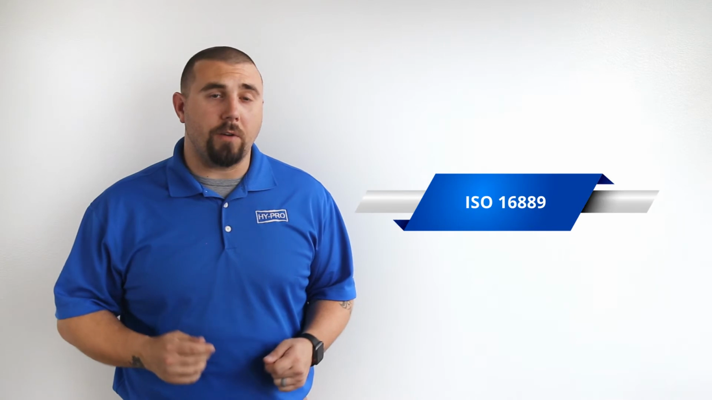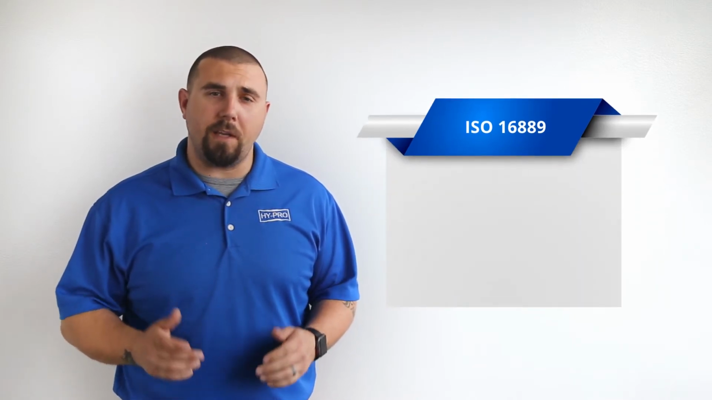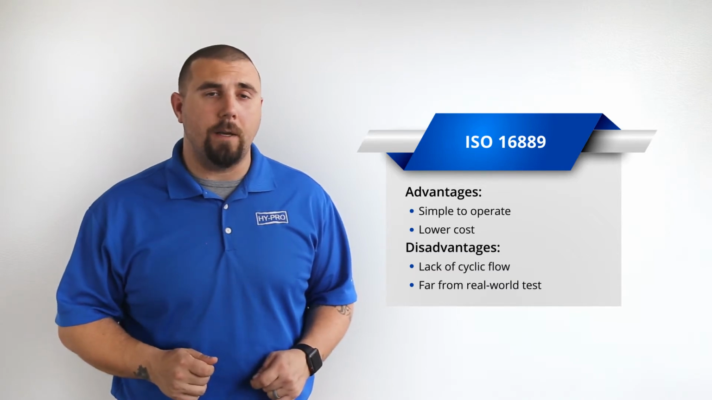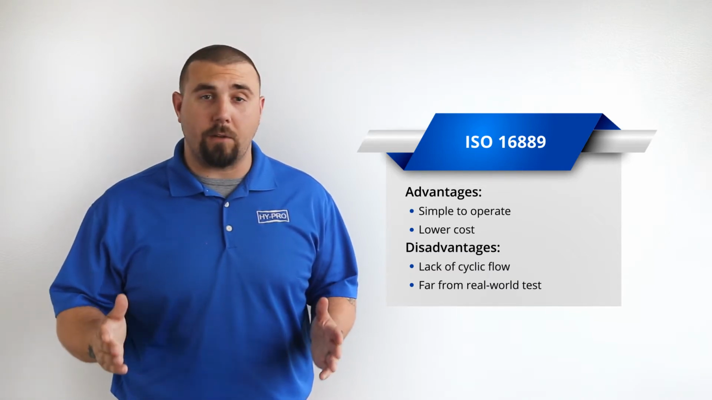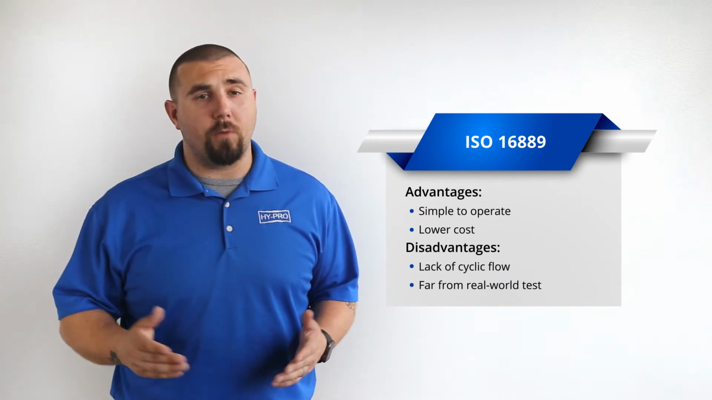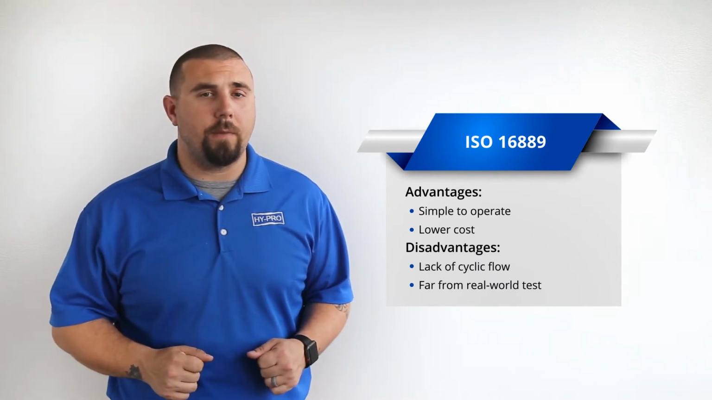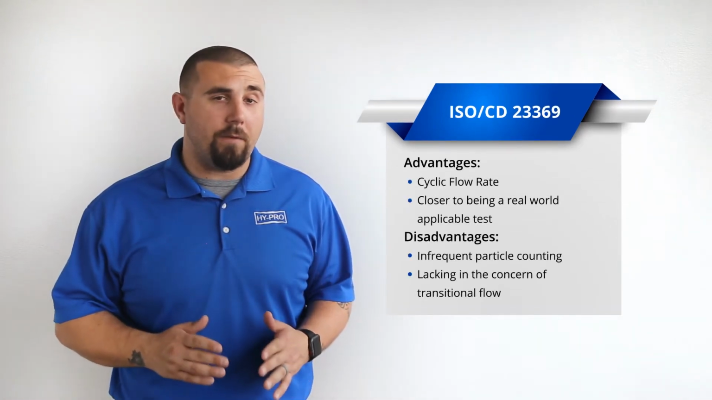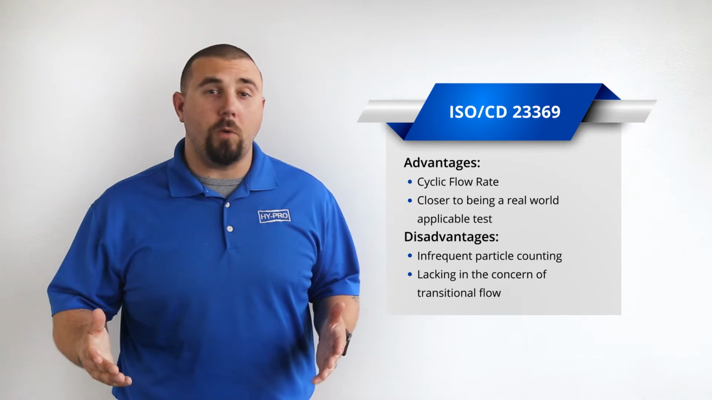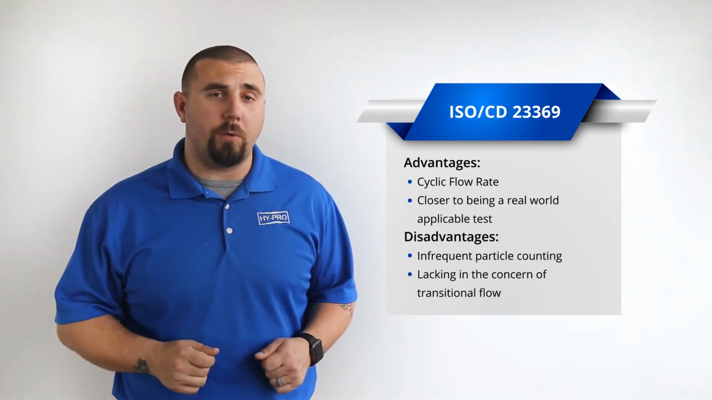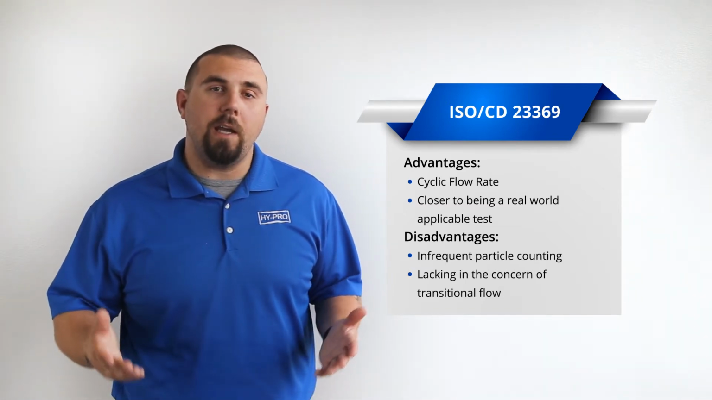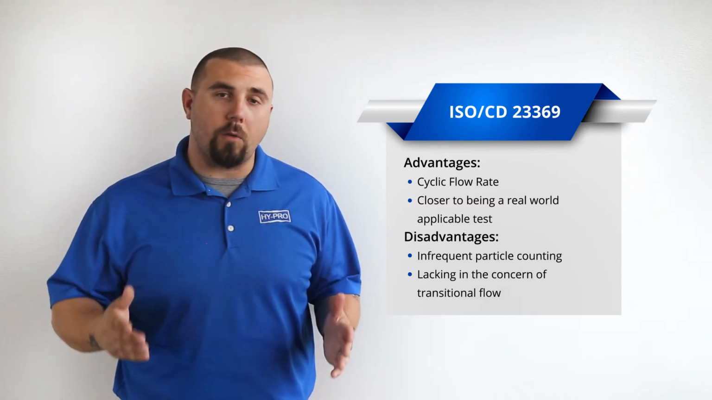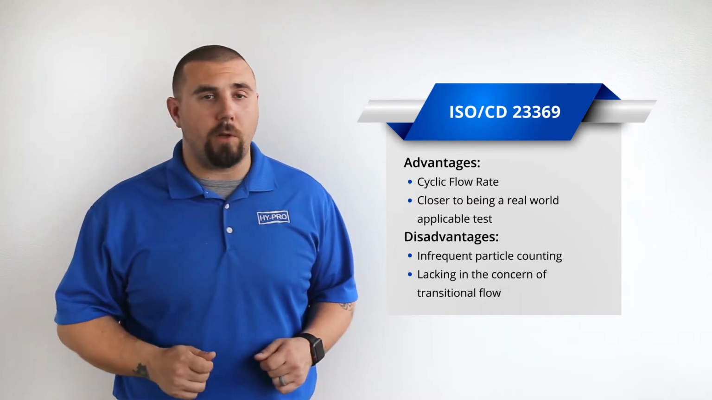For the industry standard ISO 16889, the advantages include a simple to operate and less costly investment form of testing, and disadvantages include lack of cyclic flow, making this test the furthest from being a real-world applicable test. For the proposed standard test ISO CD 23369, the advantages include cyclic flow rate, which is one step closer to being a real-world applicable test, and disadvantages include infrequent particle counting that misses important events and data that is normalized or otherwise lacking in the concern of transitional flow.